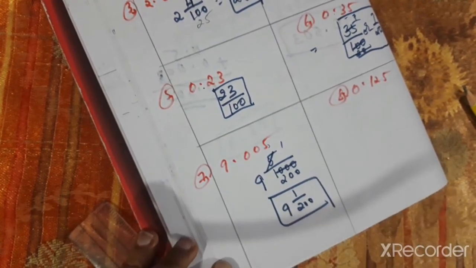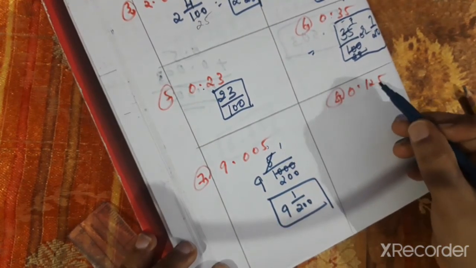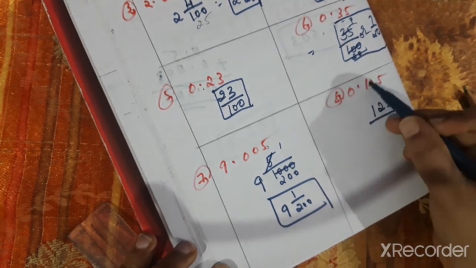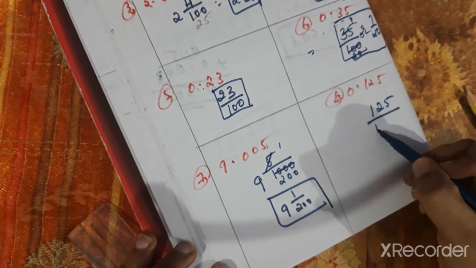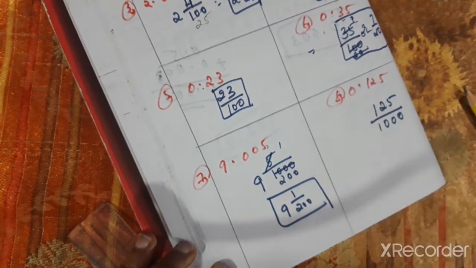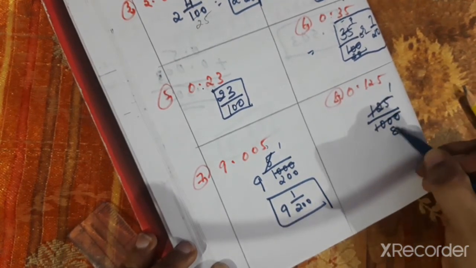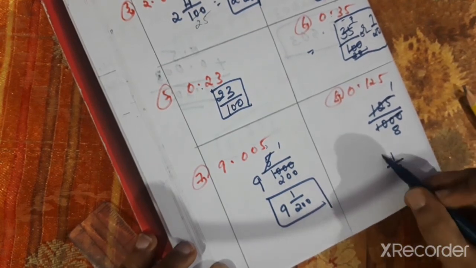Here no outside, 0, so only the fraction part is there, the whole number is not there. So the fraction part is 125, same. Then after the decimal point 1 2 3 numbers, so 3 zeros, which means thousands. Here also we can reduce it. 125 ones are 125, 125 eights are 1000. So the answer is 1 by 8.